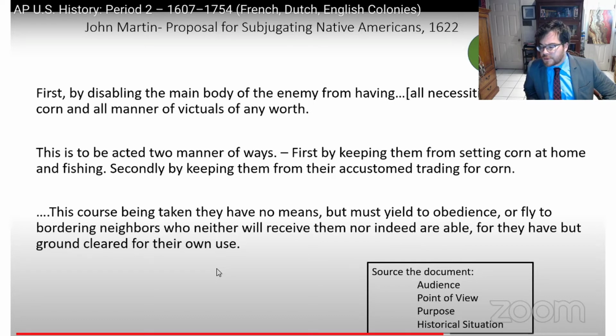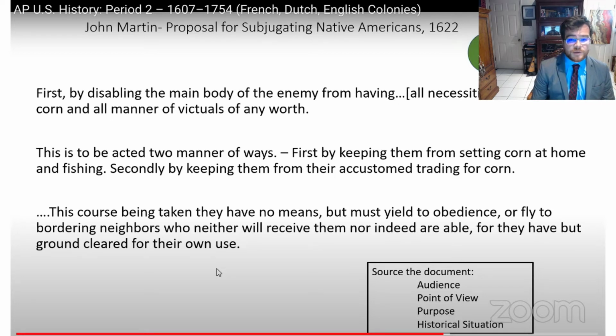Hey Google, stop. Okay, so here we have John Martin, and he has a plan for subjugating, enslaving the Native Americans. This is 1622. So he's saying, okay, look, the natives, they rely on corn.